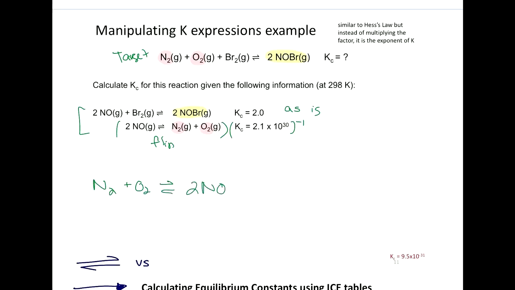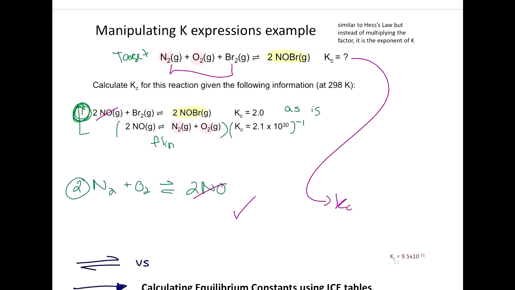If you add that to the first reaction, the NOs cancel, and you are left with the target reaction. So we kept the first reaction as is, but the second reaction we flipped, so we have to take that second K to the -1 power. And so you do get a Kc that is rather small, like 9 times 10 to the -31. So we're going to stop there.